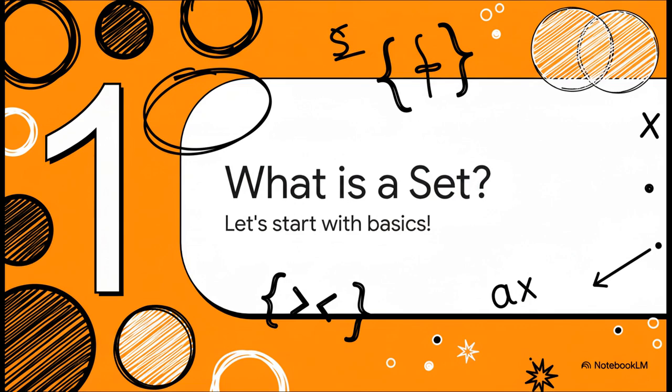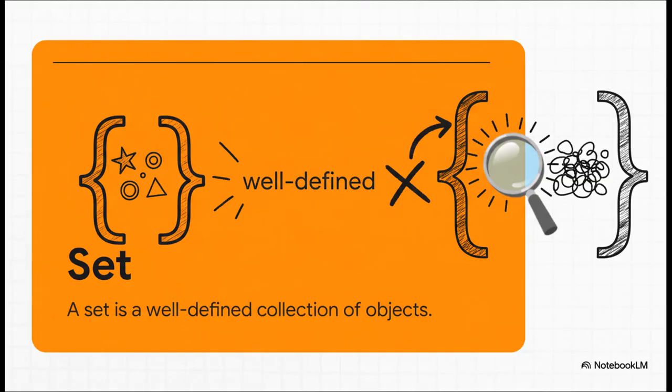All right, so let's start with the most basic question of all. What is a set anyway? It sounds complicated, but I promise you the idea is super simple. Let's break it down. So the book says a set is a well-defined collection of objects. Now pay attention to that phrase, well-defined. Honestly, that's the most important part of this whole chapter. If you understand what this means, you've basically cracked the code.